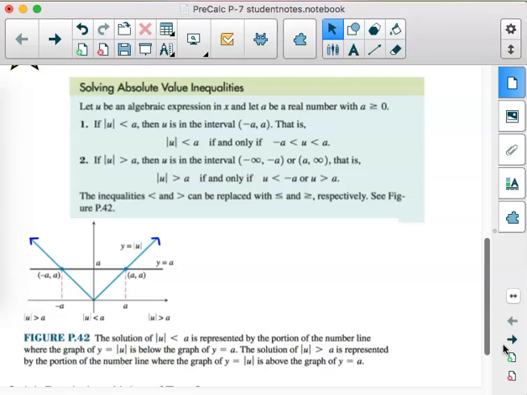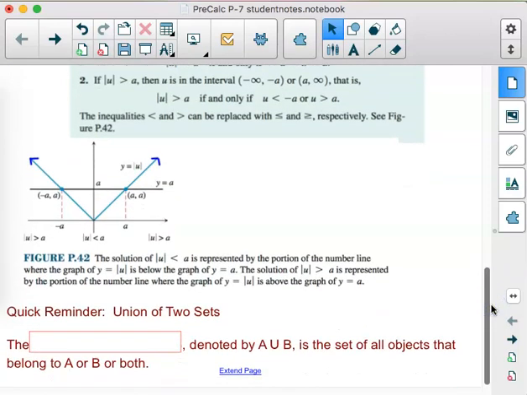So here with this absolute value graph, which I hope we remembered as a V, there it is. The solution to the absolute value of u is less than a, and I'm going to color code it, is here.